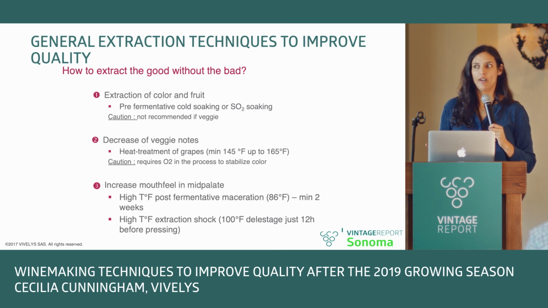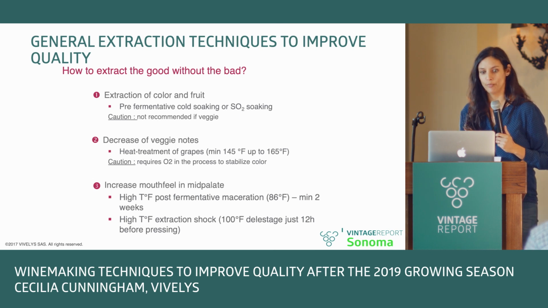For the elimination of these veggie characters, we know that heat treatments at high temperature are really helpful. Not all wineries have this technology. You need to have big equipment and a big investment, but still it's good to remember that this is a great tool. When you're using it, it's important also to remember to combine it with oxygen, because all this color and fruit extraction is very unstable. So oxygen can be a wonderful tool to combine with that and stabilize the profiles.